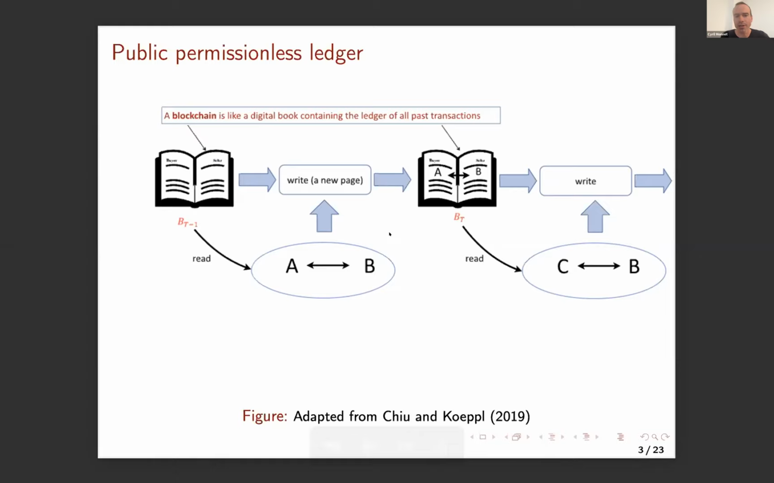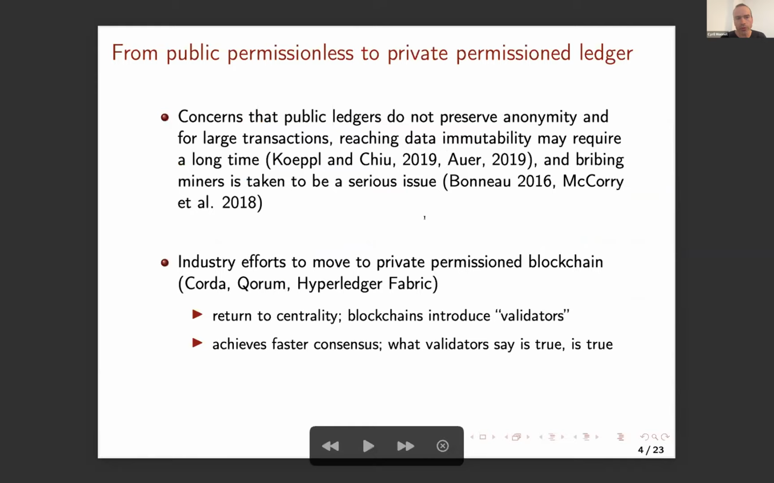In Bitcoin, there is a selection process, which is proof of work, where if you want to write that a transaction took place, then you have to solve a mathematical puzzle. But essentially, everybody can invest in order to be able to win that contest and write a new page on the blockchain. Now, the problem with public ledgers is that first, it doesn't preserve anonymity, in the sense that by downloading the ledger on your computer, you are able to trace all the trades that happen and all the trades related to one address. And for large transactions, when you want to reach finality or data immutability, this may take a lot of time.